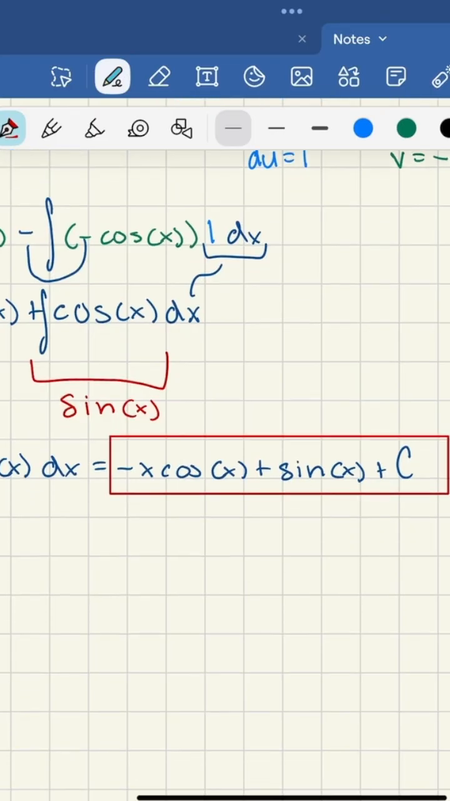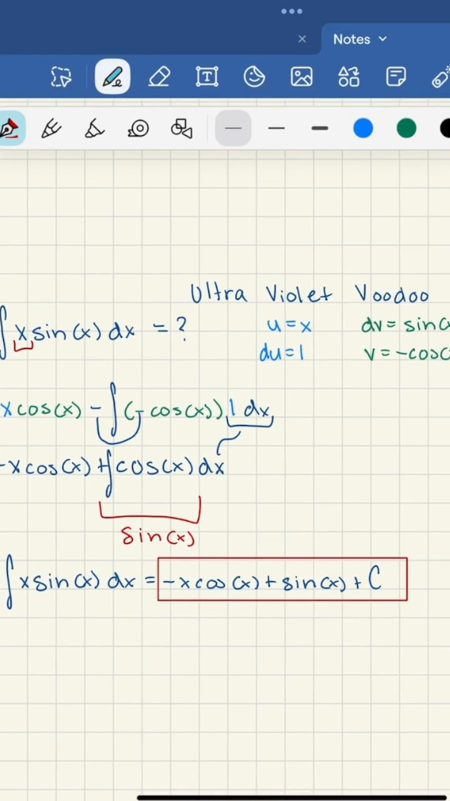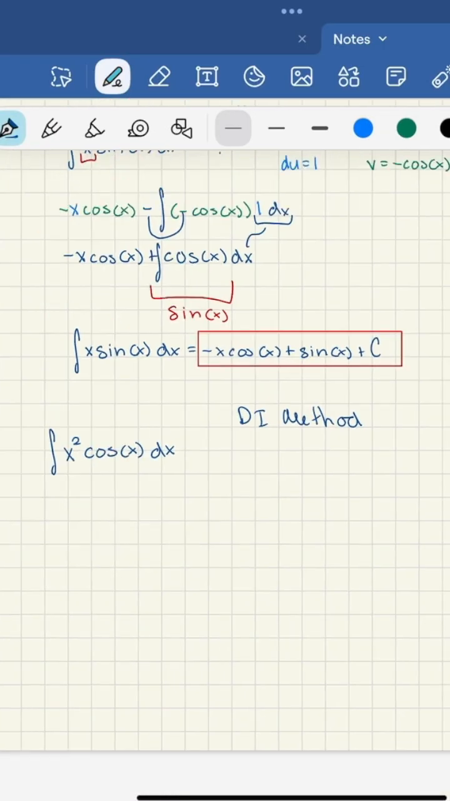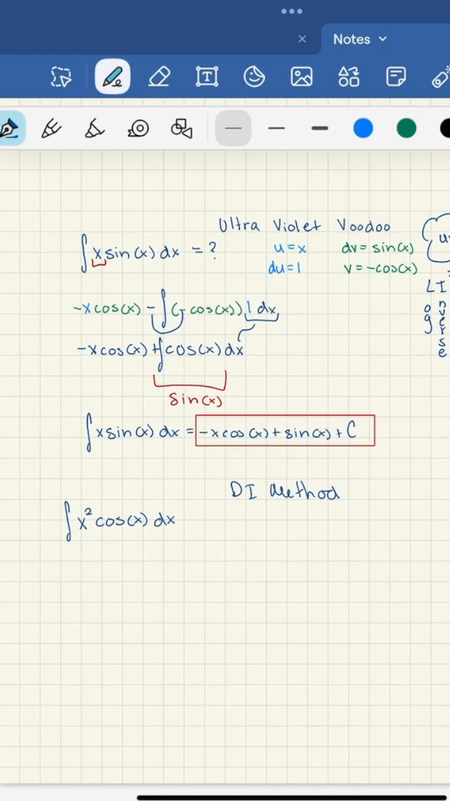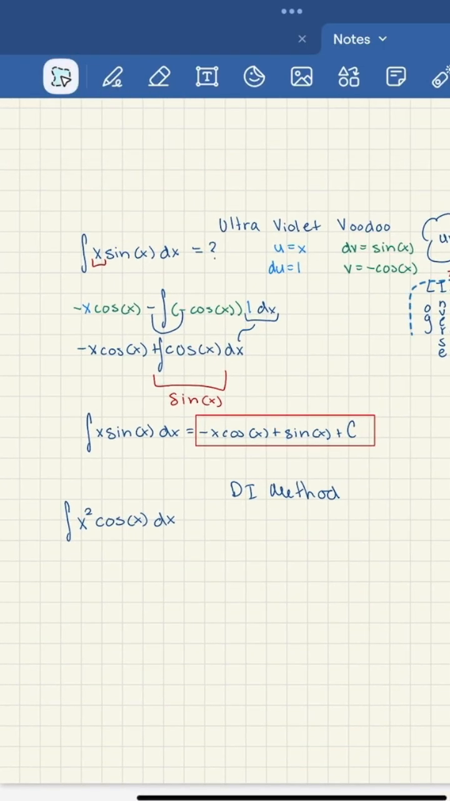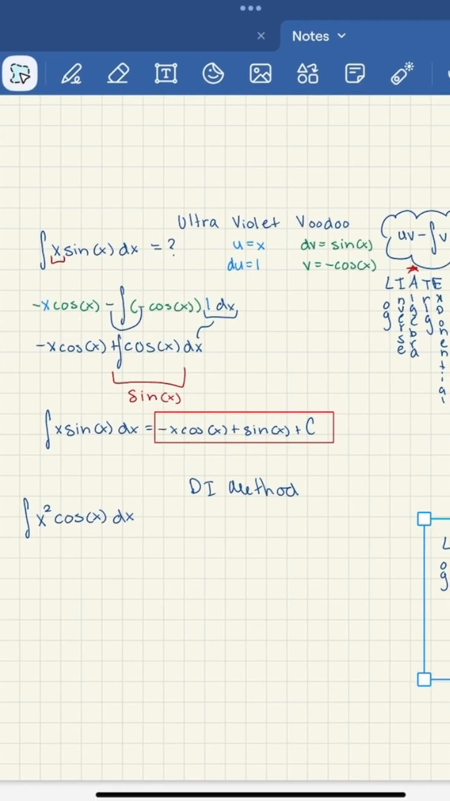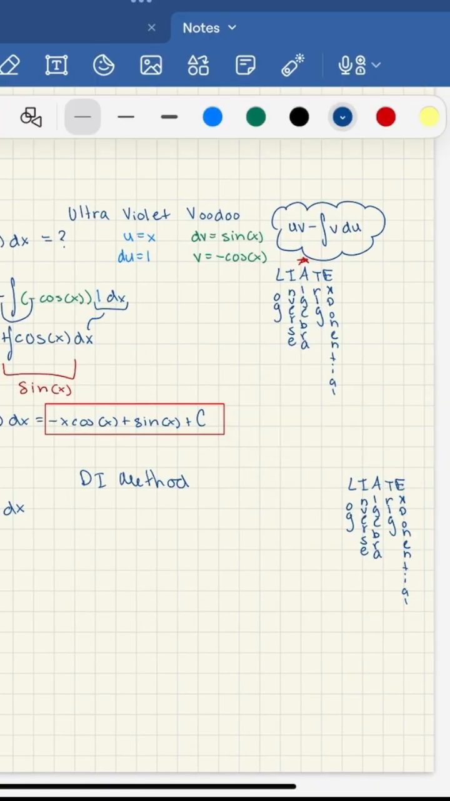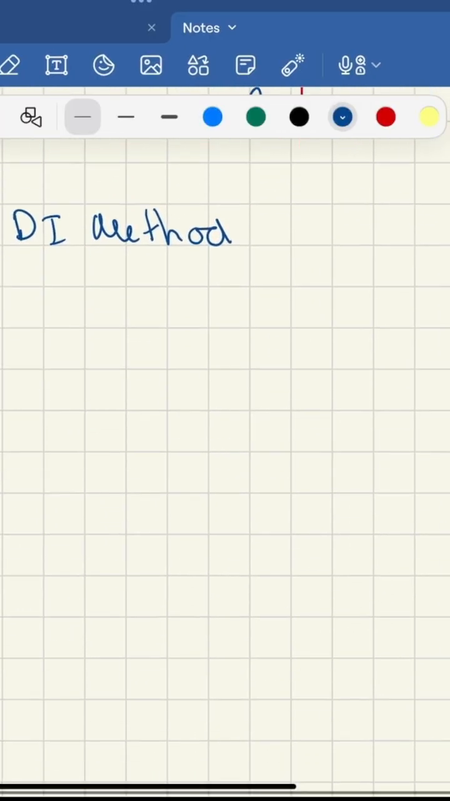But there's another way of doing this. It's similar, it's a lot shorter, and some people find it a little bit easier. It's called the DI method. So what I'm going to do is use a new problem for this specific method, considered a little harder, but the concepts themselves are still the same. We're still going to have our LIATE. That's still going to be the way we identify what our, in this case, D and I are going to be.